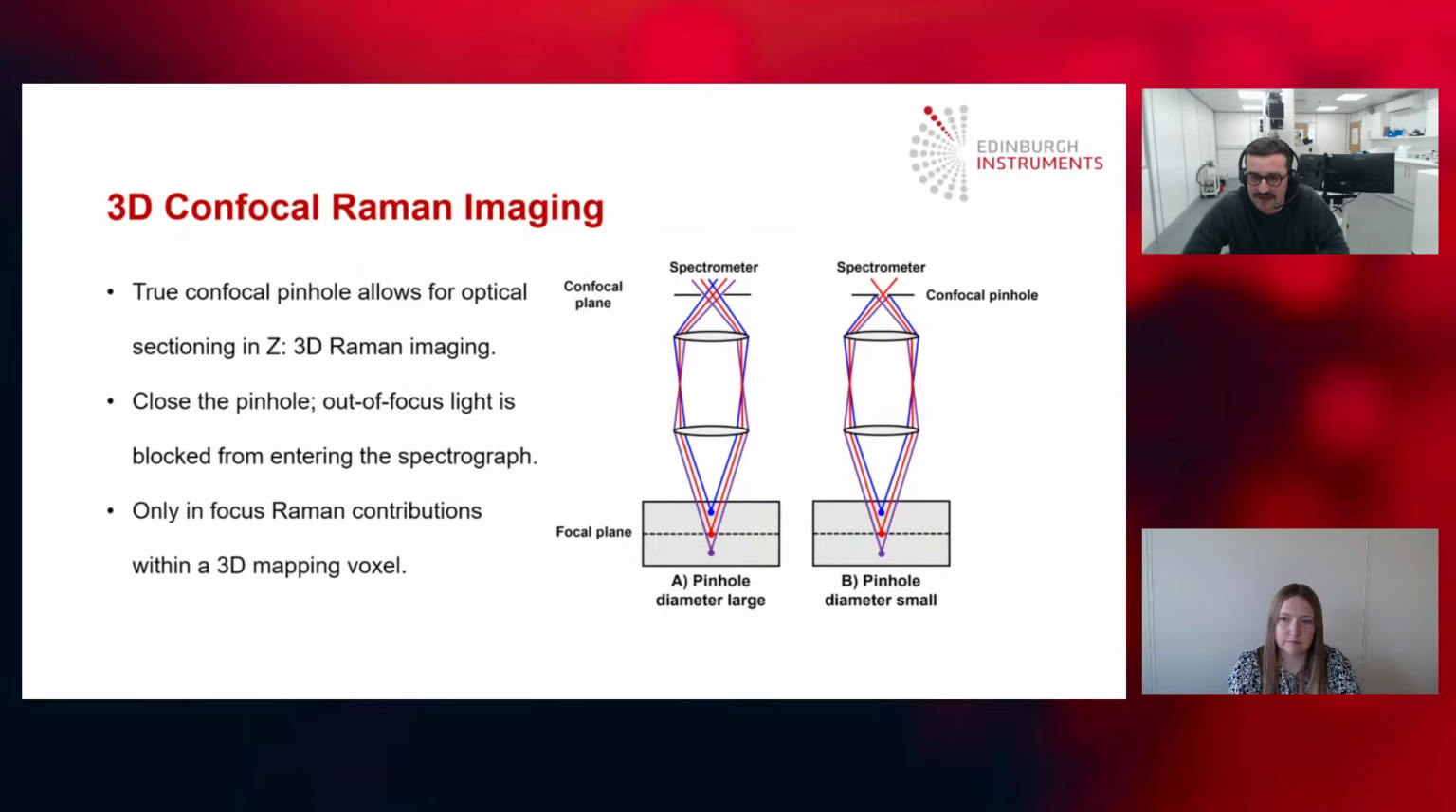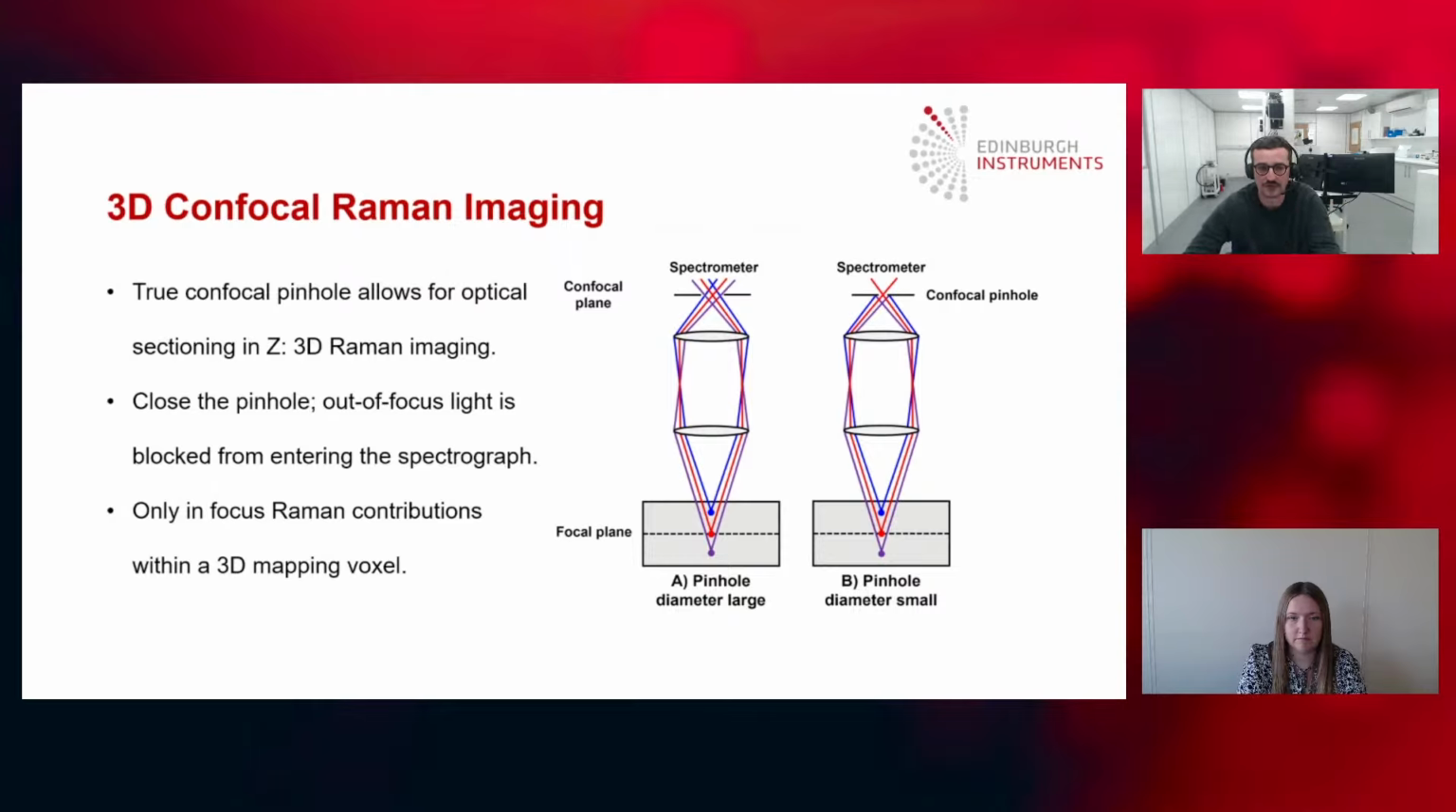So for a better understanding of 3D imaging, before we just show you 3D data, we have to consider what the confocal pinhole does within a system. When you have a true confocal pinhole, out of focus light is rejected, which allows you to section your sample optically in Z.